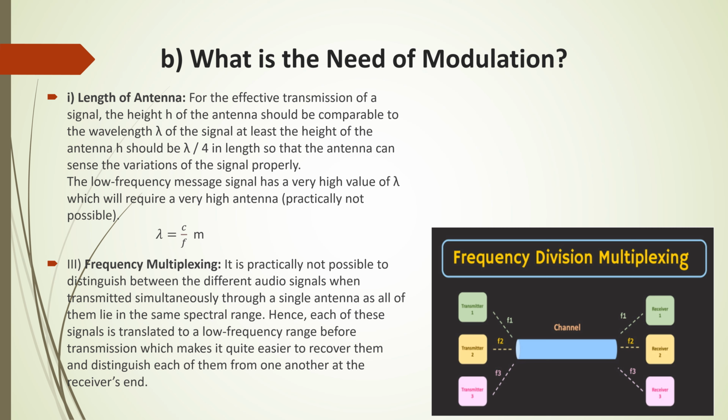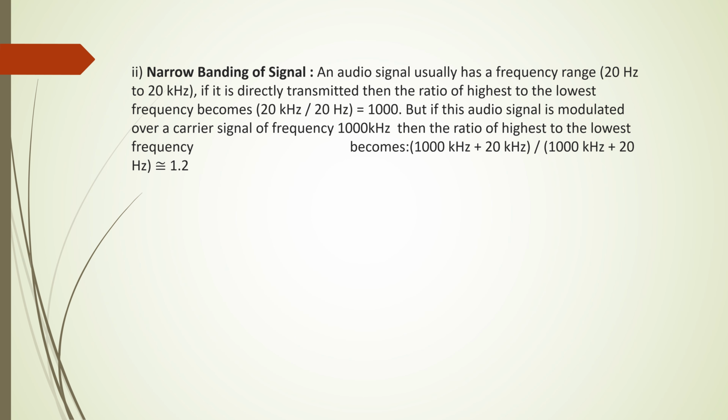Point number 2, frequency multiplexing. It is practically not possible to distinguish between different audio signals when transmitted simultaneously through a single antenna, as all of them lie in the same spectral range. Hence, each of these signals is translated to a different frequency range before transmission, which makes it quite easier to recover them and distinguish each of them from one another at the receiver's end.